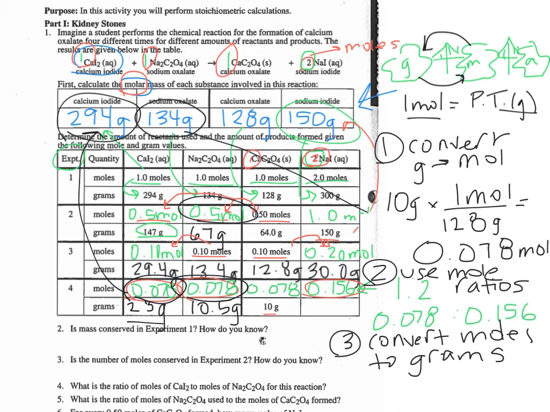And last but not least, over here on the product side, 0.156 times 150 is going to give you about 23.5 grams. So we can see that from just knowing one thing about our products or reactants, one gram value, we can figure out all the rest by putting together what we know about mole conversions and mole ratios.